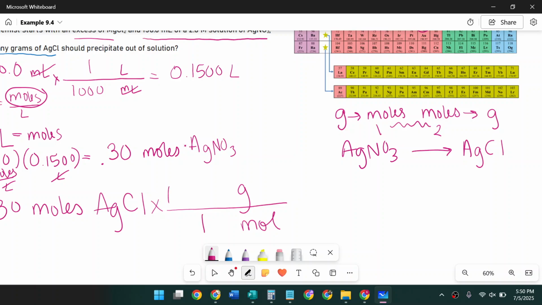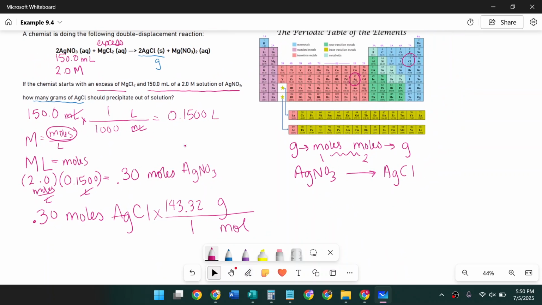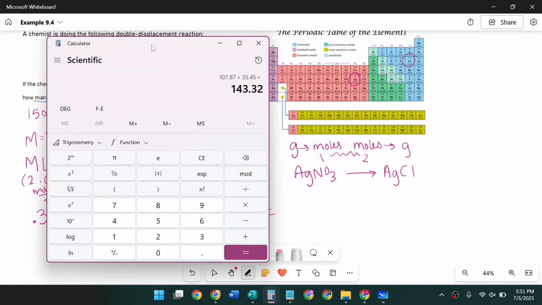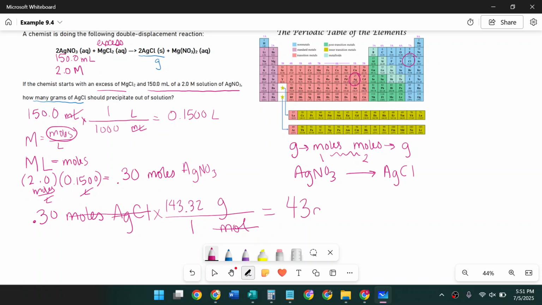So for 1 mole, we have 143.32. And we can multiply that number by the 0.30. That will tell us how many grams of AgCl we're getting out. We can only keep 2 significant figures, so we're going to round that to 43. So we're going to get 43 grams, and that's the answer, 43 grams of AgCl.